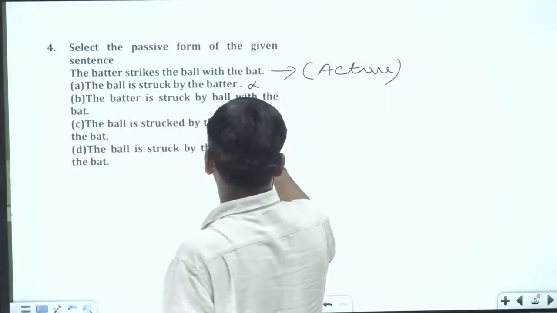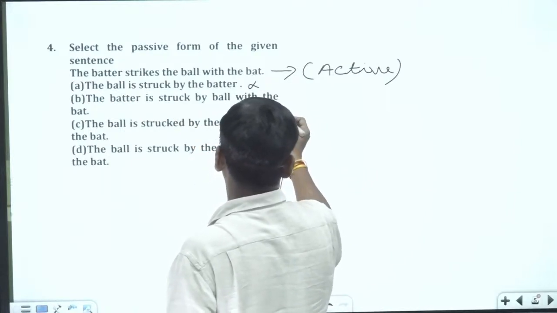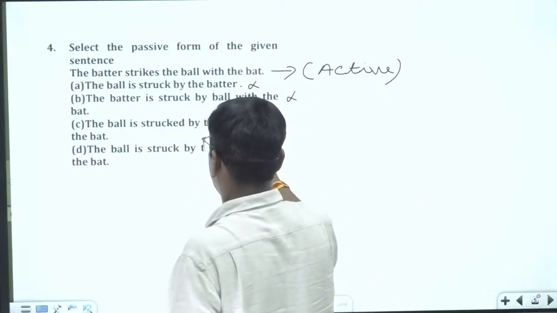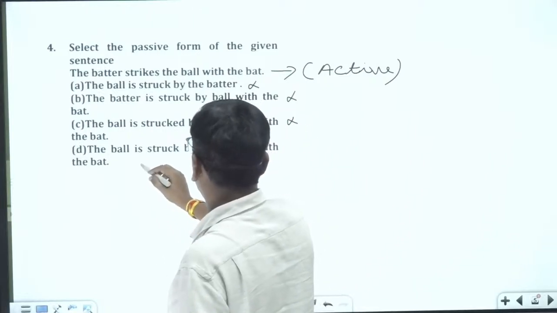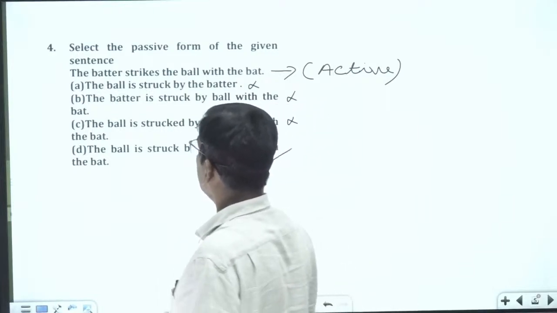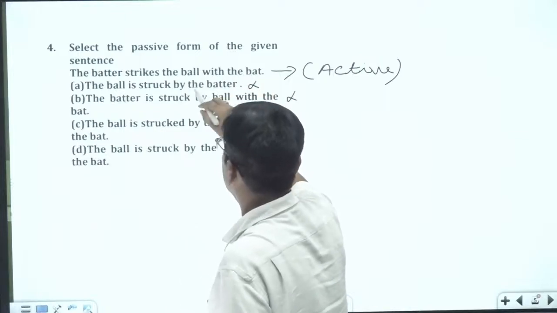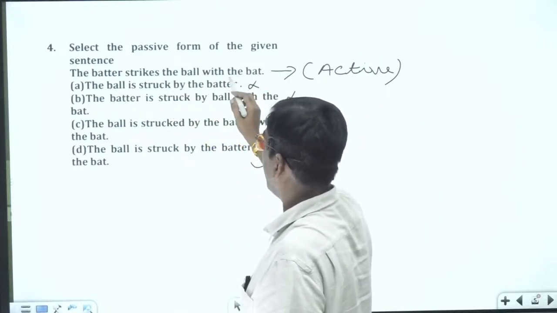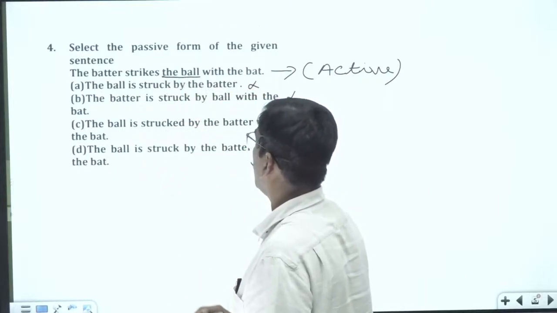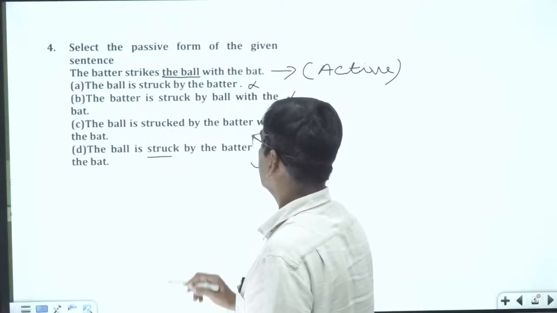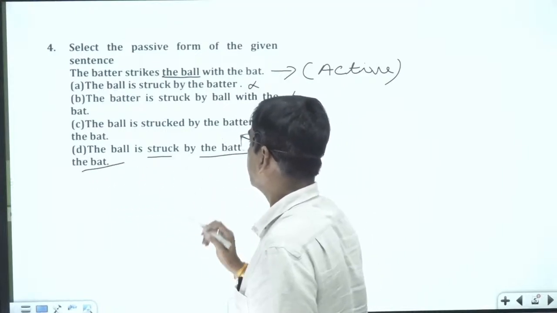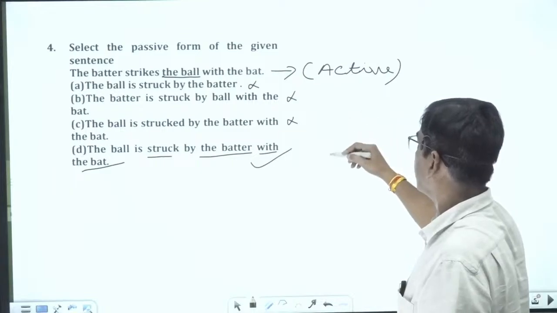The batter is struck by the ball. This is also an incomplete answer. The ball is struck by the batter with the bat. This is the correct answer, because the sentence belongs to present indefinite. The batter strikes the ball with the bat. So what is your subject in passive? The ball. The ball is struck by the batter and with the bat. With the bat, this is important. So D is your correct answer.